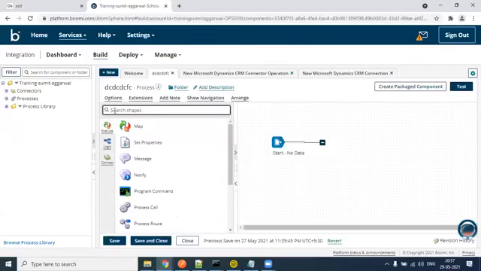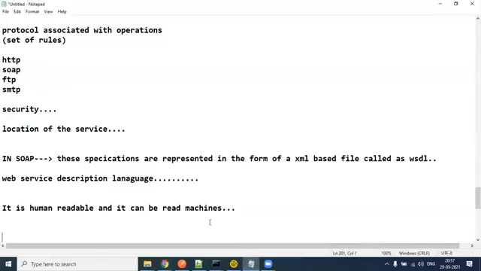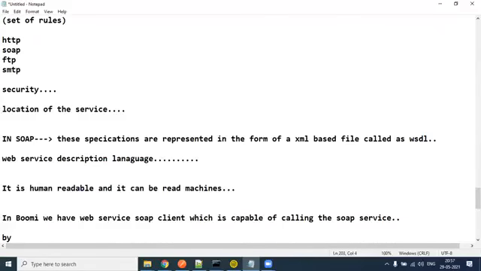In the Dell Boomi world, we will go here and type soap. Do we have something to consume SOAP services? What is that? In the Dell Boomi world, we have the Web Services SOAP Client, which is capable of calling the SOAP services. And how do they know how to call the service? By going through the specifications.